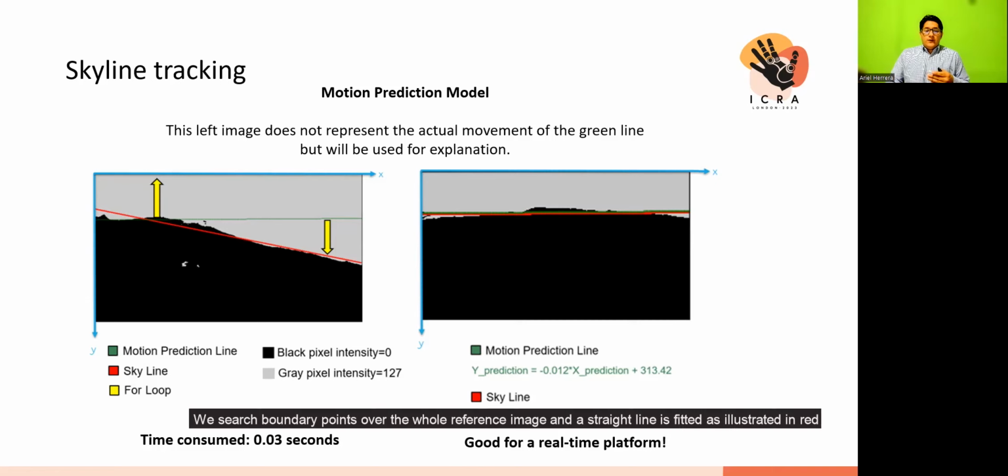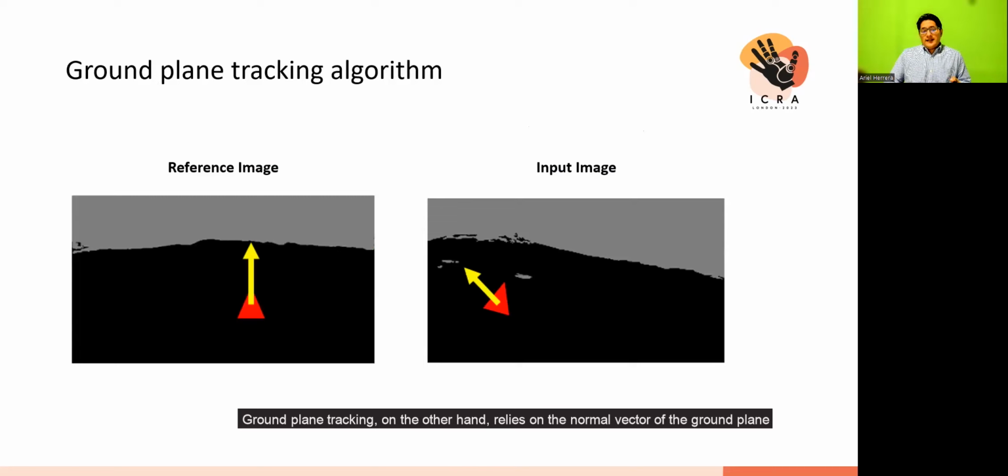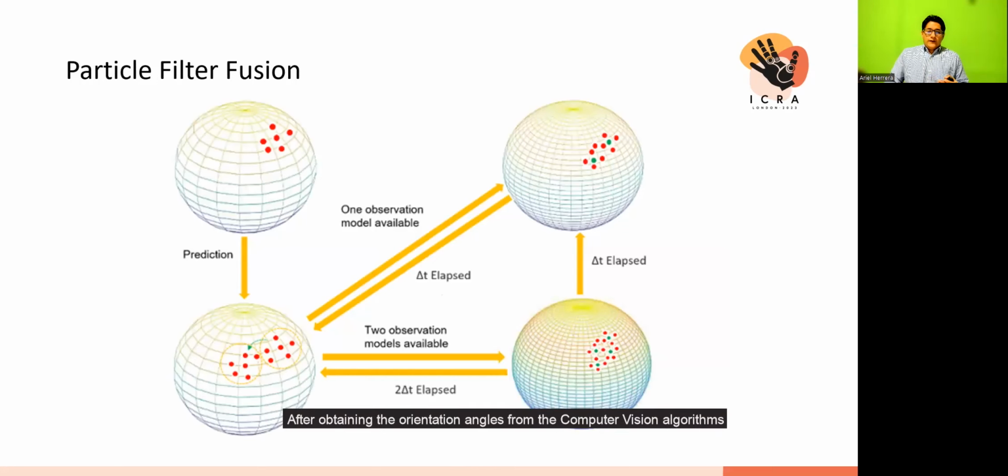We search boundary points over the whole reference image, and a straight line is fitted as illustrated in red. Ground plane tracking, on the other hand, relies on the normal vector of the ground plane. To track the normal vector, three random points on the ground are taken. Then a line that must be aligned with the skyline is determined, and in this way the rotation matrix is found.